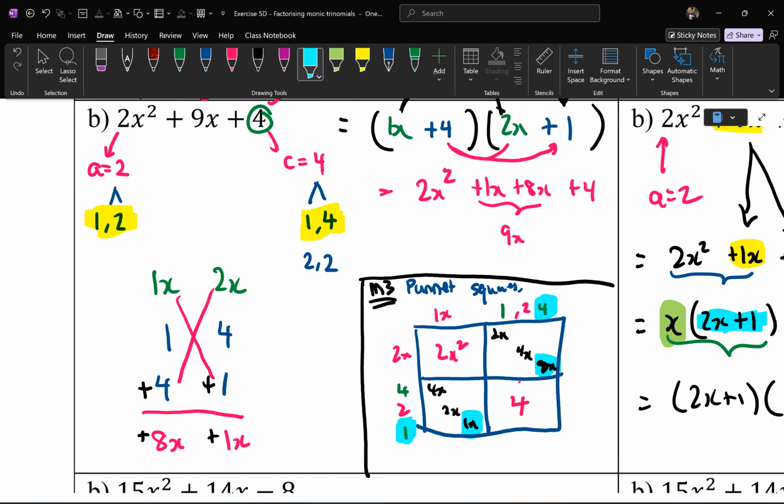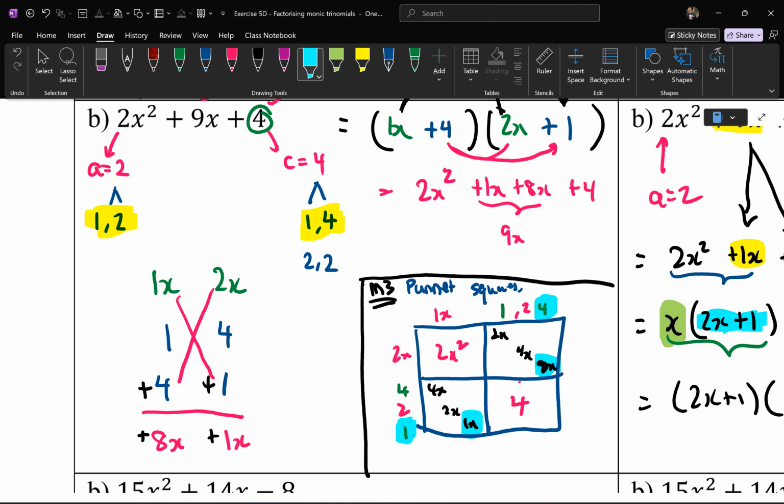Okay, so that's what the Punnett square is. It's exactly the same thing as the cross method, but visually it's a bit easier. So what would your answer be? It would have been 1x and a positive 4 for one bracket, and the other one would be 2x and a positive 1, which is exactly what we got up here. So 1x with 4, 2x with 1.